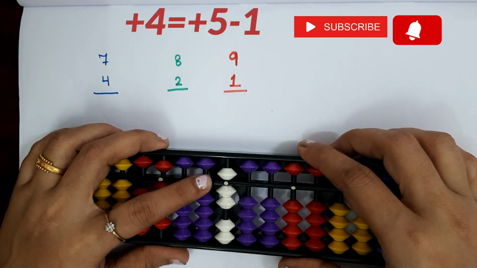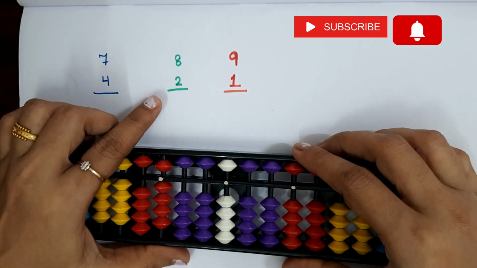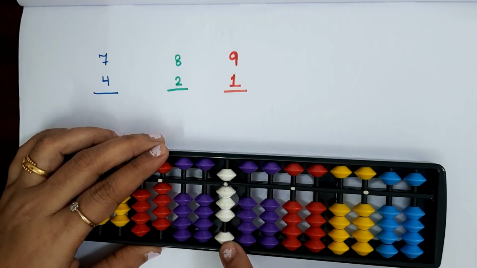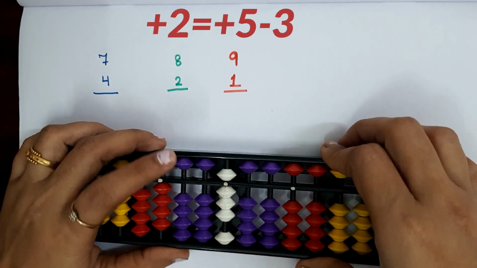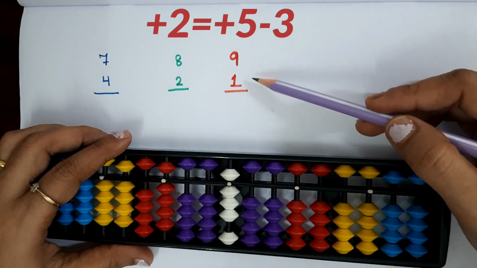So here we cannot apply the small friend formula also, right? See the second sum, that is 8 plus 2. Here we don't have 2 more beads to add at the lower deck, so we cannot directly add 2 here. So let us try for the small friend. We have already used the bead of 5 at the upper deck. So how can we solve this sum?